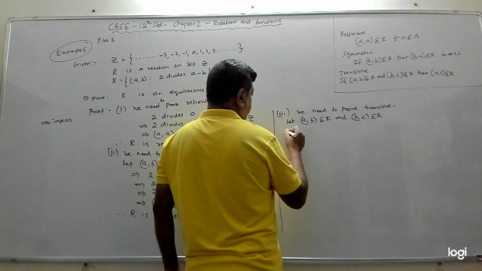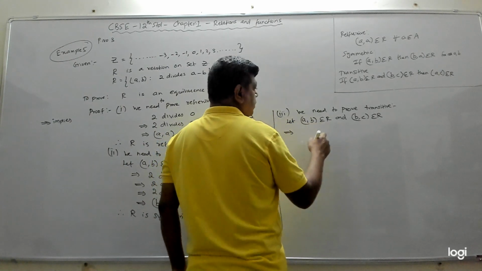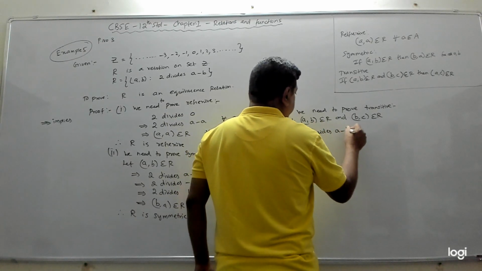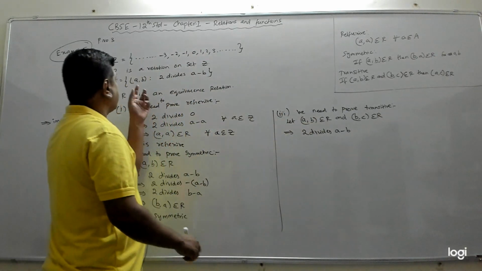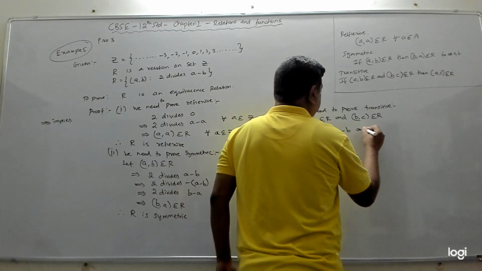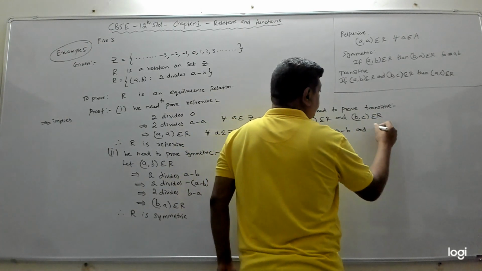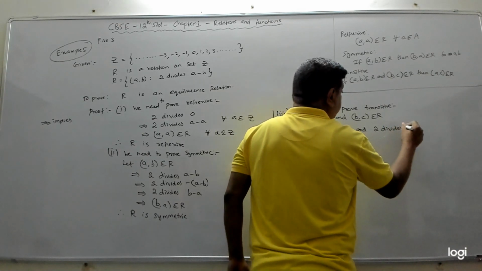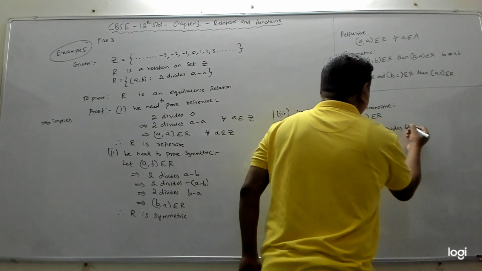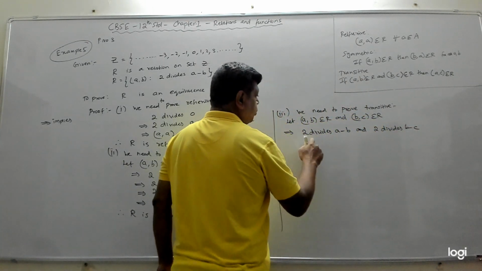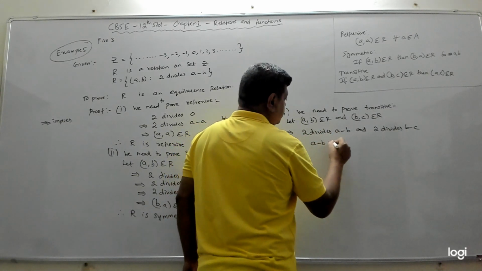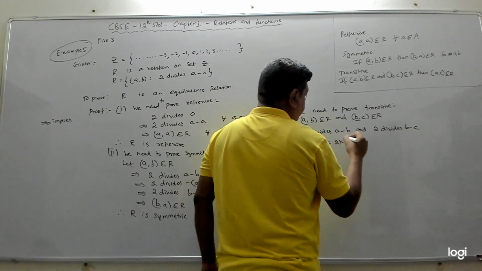Now when (a, b) belongs to R, which means 2 divides a minus b. What is the meaning of (a, b) belonging to R? When (a, b) is in R, I can write this statement, 2 divides a minus b. And (b, c) belongs to R means what? 2 divides b minus c, because (b, c) belongs to R. Now when 2 divides a minus b, we can write this as a minus b equal to 2 into something, some k.